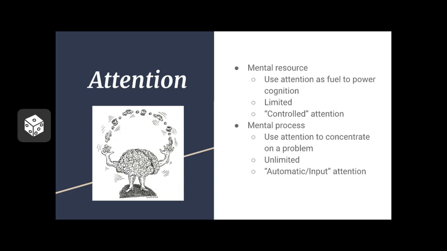The idea is that if we're thinking of attention as a mental resource, it's limited and we have to control it. We'll talk later about what controlled attention is. But if we think of attention as a mental process, then you're using your attention to concentrate on a problem. Because it's just something that you're putting towards the problem, it's an unlimited situation of you're just redirecting this source. That can be thought of as automatic attention, which we will also discuss later.